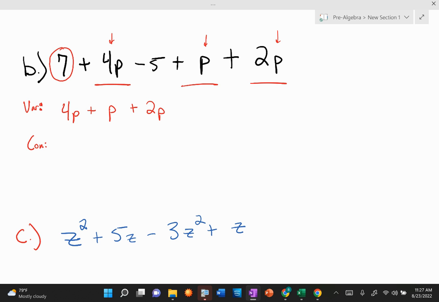It's 7 plus negative 5. Okay, so 7, plus, and then negative 5. So what I meant by bring the sign down with it is, if you look at this 4P, is it positive or negative? Yeah, it's positive because of this sign right here. What about the P by itself? Same thing, because it has a positive right there.